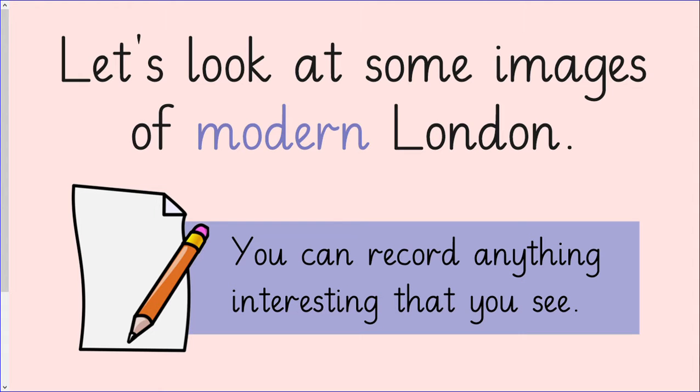This week you are going to be learning about an event that happened in London many years ago. Today you are going to be comparing past and present London. Let's have a look at some images of modern London. Modern means these images are from the present day. You can pause the video on each picture and write down anything interesting that you can see.